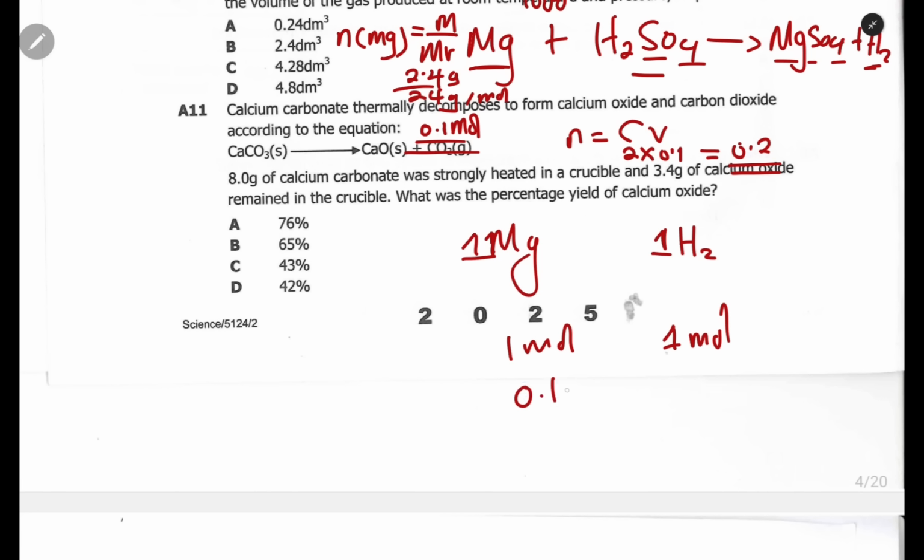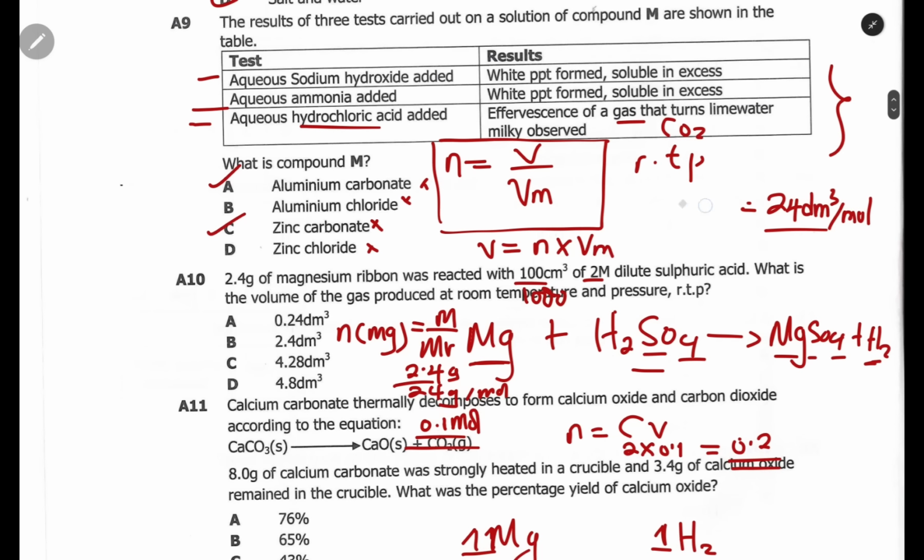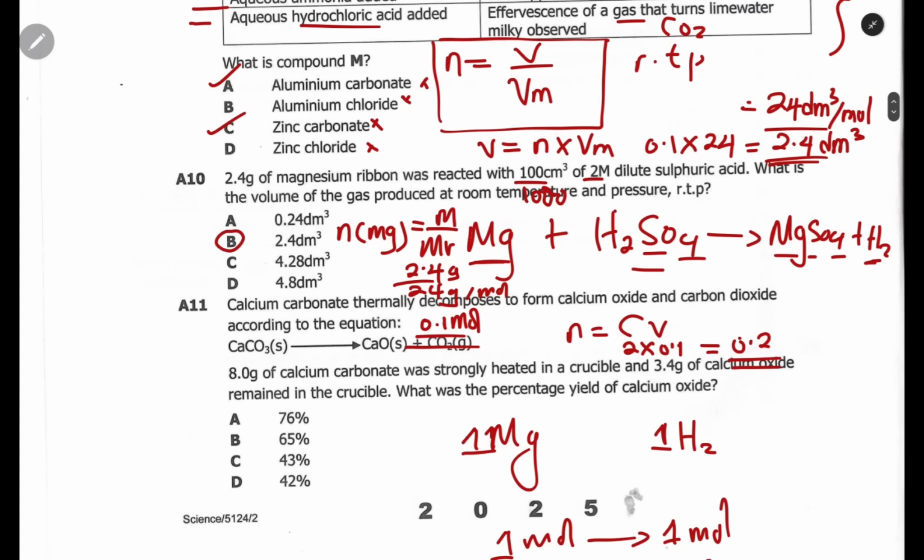What about 0.1 moles of magnesium? What would be the moles of this one? This is a 1-to-1 ratio. So if it's a 1-to-1 ratio, the number of moles of magnesium is equal to the number of moles of what? Number of moles of hydrogen. So therefore, number of moles of hydrogen gas is equal to 0.1. And it's the volume that we need to find. Remember here, we are going to say 0.1 multiplied by 24. And this gave us 2.4 decimeter cubed. So the answer therefore here is B.